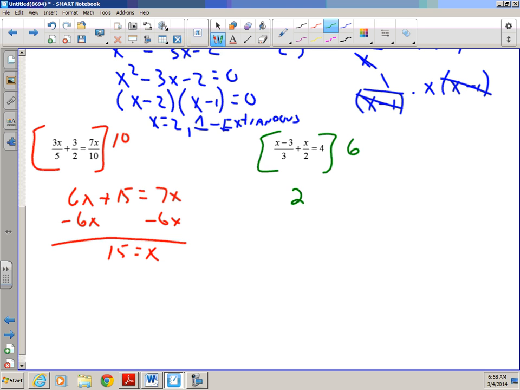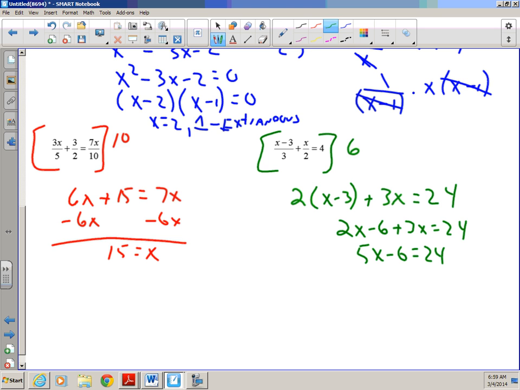So I'm going to get 2 times x minus 3 plus 3x equals 24. Just one step ahead of myself. 2x minus 6 plus 3x equals 24. 5x minus 6 equals 24. 5x equals 30. And x equals 6. No extraneous. And I am done.